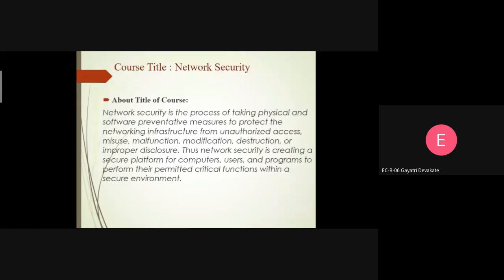So similar to that, in a number of applications, if you have to use bank transactions, mobile phones, or computer devices, we have to secure our devices from various attacks, right? So that's the title of our course, that is network security.